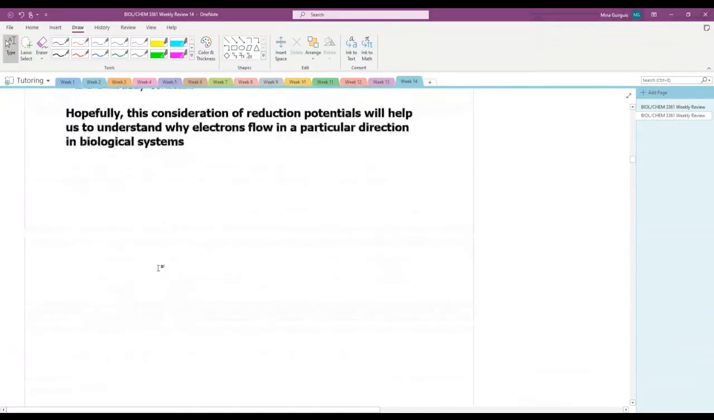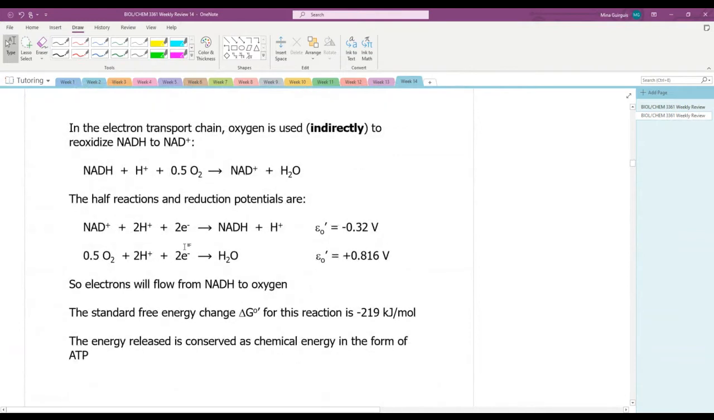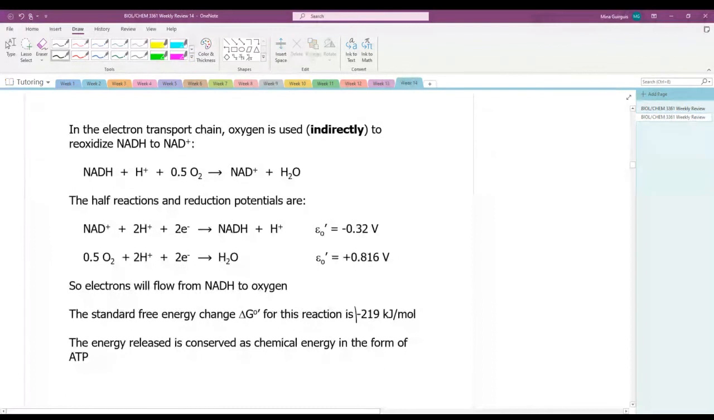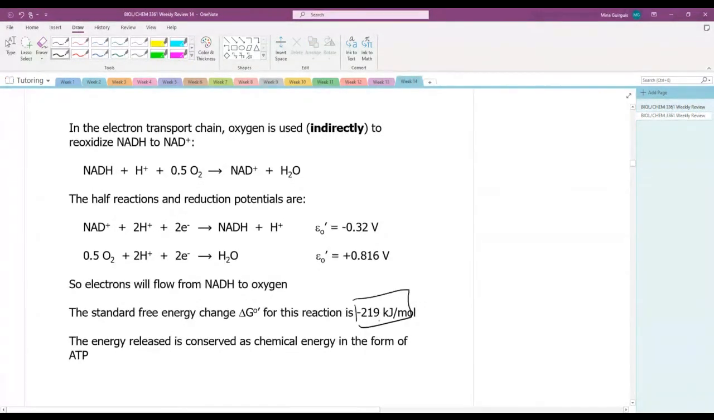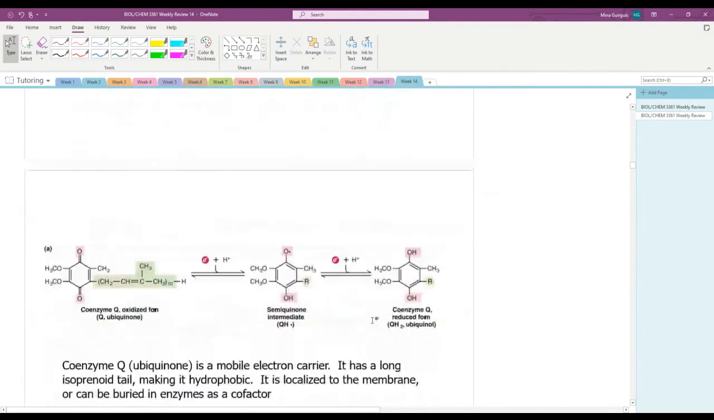Okay. All right. So now we can start jumping into the TCA cycle, or I'm sorry, the electron transport chain. Before we do, I told you guys very briefly that the reaction from NADH to oxygen, that transfer of electrons, is very, very spontaneous. Here, your professor is quantifying it for you and telling you it's negative 219 kilojoules per mole. Incredibly spontaneous, and this is what serves as the energy to make ATP.